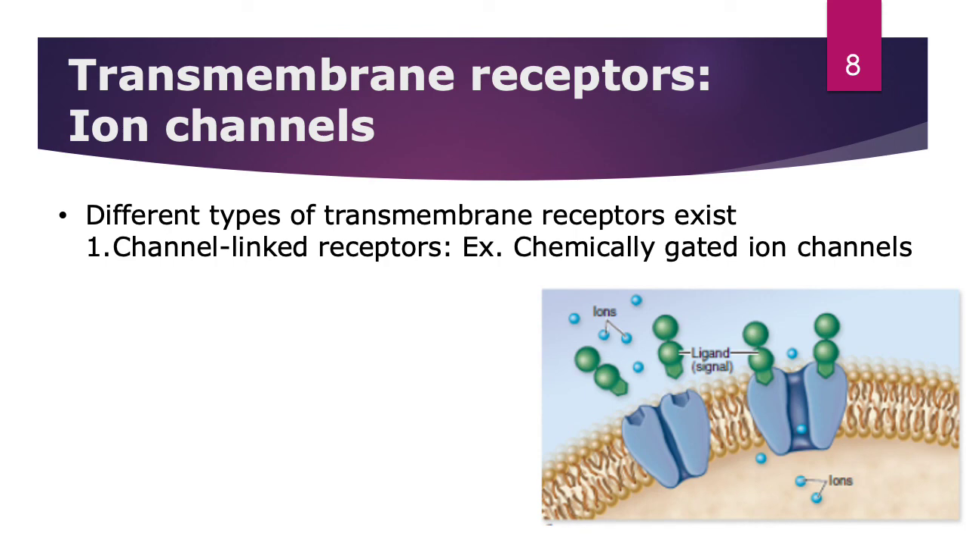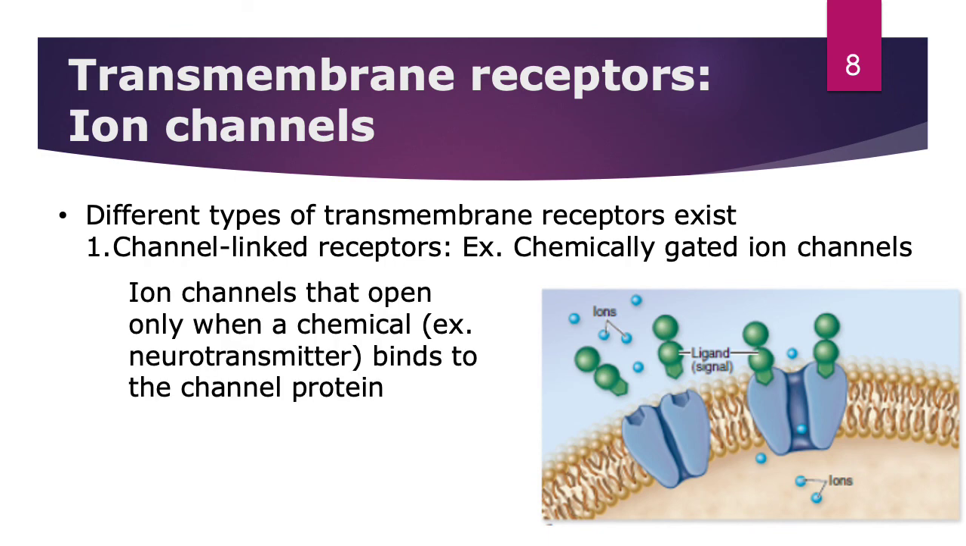Many cell surface receptors are transmembrane proteins. There are different types of transmembrane receptors that are present on cells. An example of one of them are the channel-linked receptors. Channel-linked receptors can be chemically gated ion channels. These ion channels will open only when a chemical binds to that channel protein.